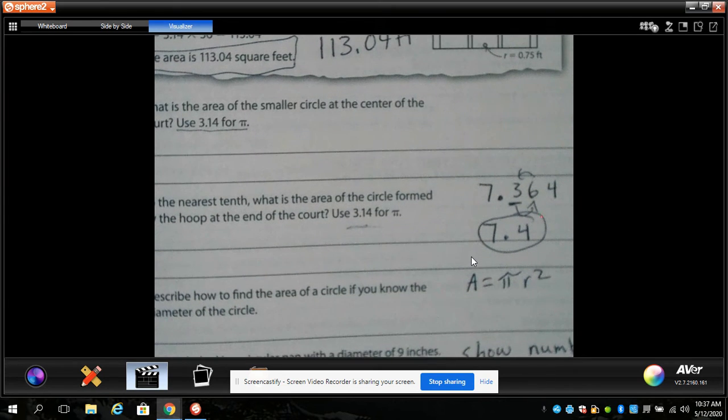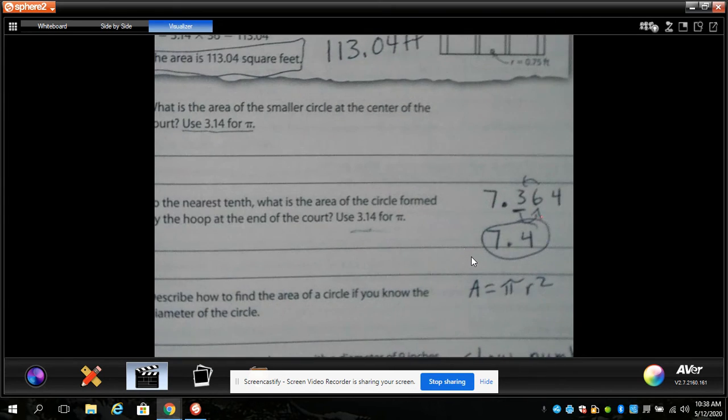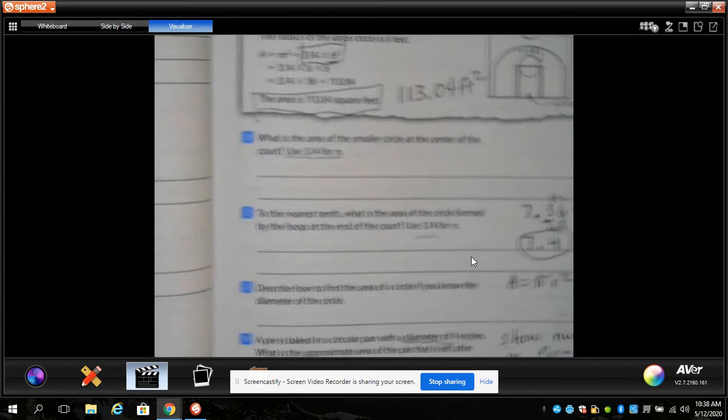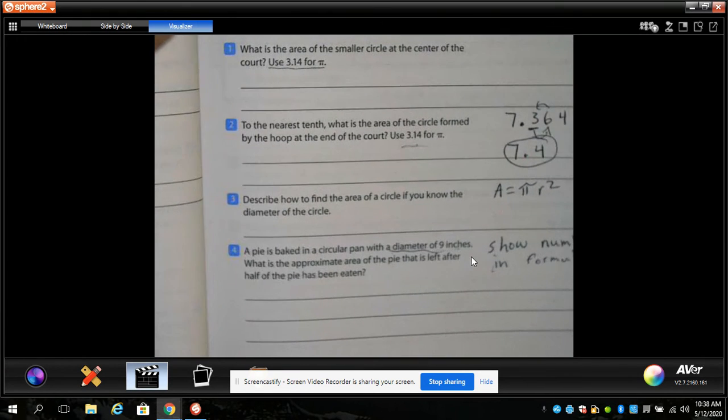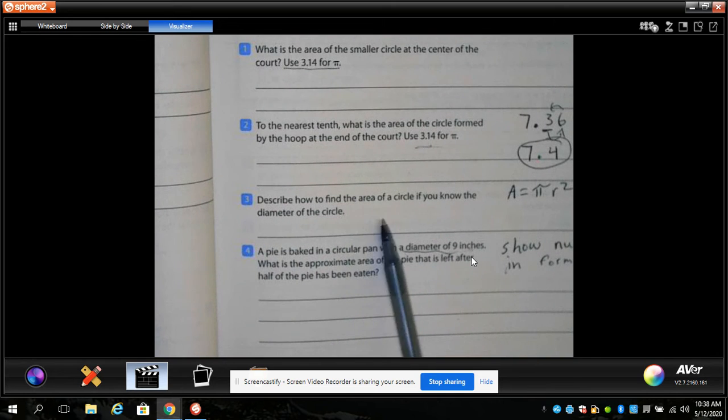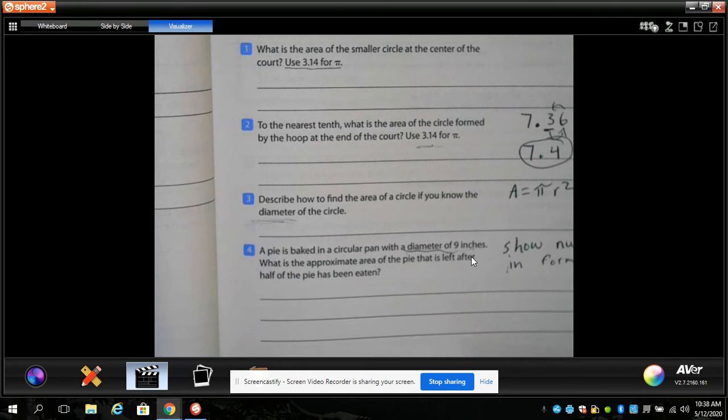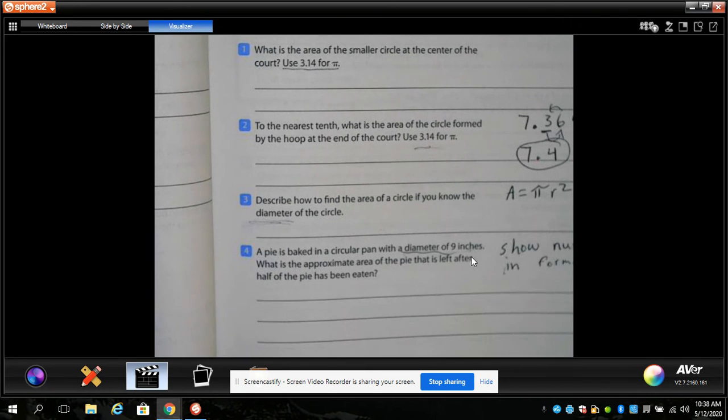Let's see, moving on to number 3. Let's zoom back out here just a hair. All right, on number 3, describe how to find the area of a circle if you know the diameter of the circle. Again, for area, you should be using the formula pi r squared, and you're going to have to just explain, if you're given the diameter, there's an extra step involved to calculating the area, as opposed to if you're just given the radius.